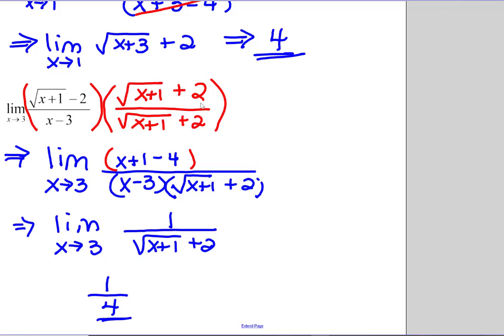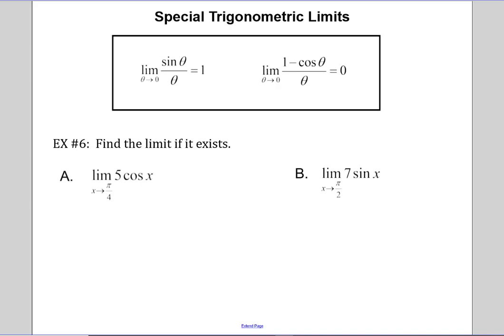But in part D, we used the conjugate of the numerator, distributed the numerator to get x plus 1 minus 4. That allows us to remove the x minus 3 from top and bottom, left a 1 in our numerator, and then substituting 3 into the denominator is the square root of 4 plus 2, so we end up with the limit 1/4. And then our last example is going to be some special trig limits.